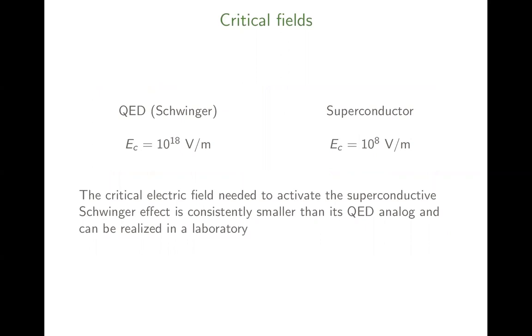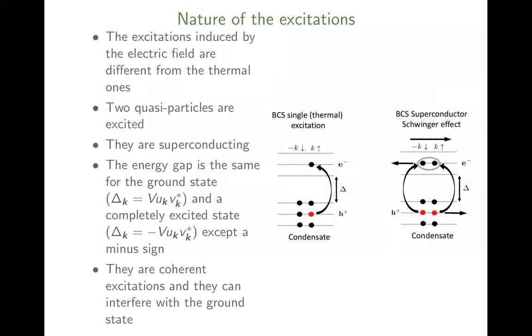So here again, a picture. We have the critical field of the standard Schwinger effect, 10 to the 18 volts per meter. We reduce it to 10 to the 8, which is something that can be achieved in a lab. So just to convince you more, let us outline the differences. What's the reason why you expect this Schwinger effect? What are the consequences of this kind of excitation?